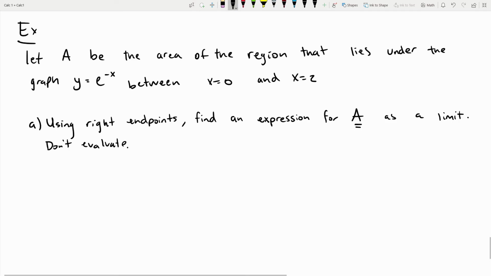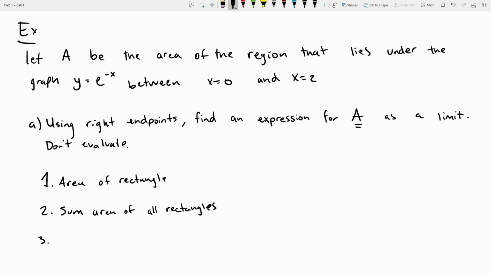So again, how do we go about computing this? First, we need to find the area of each individual rectangle. Second, we want to sum up the area of each rectangle. And lastly, third, we want to have an infinite amount of rectangles.